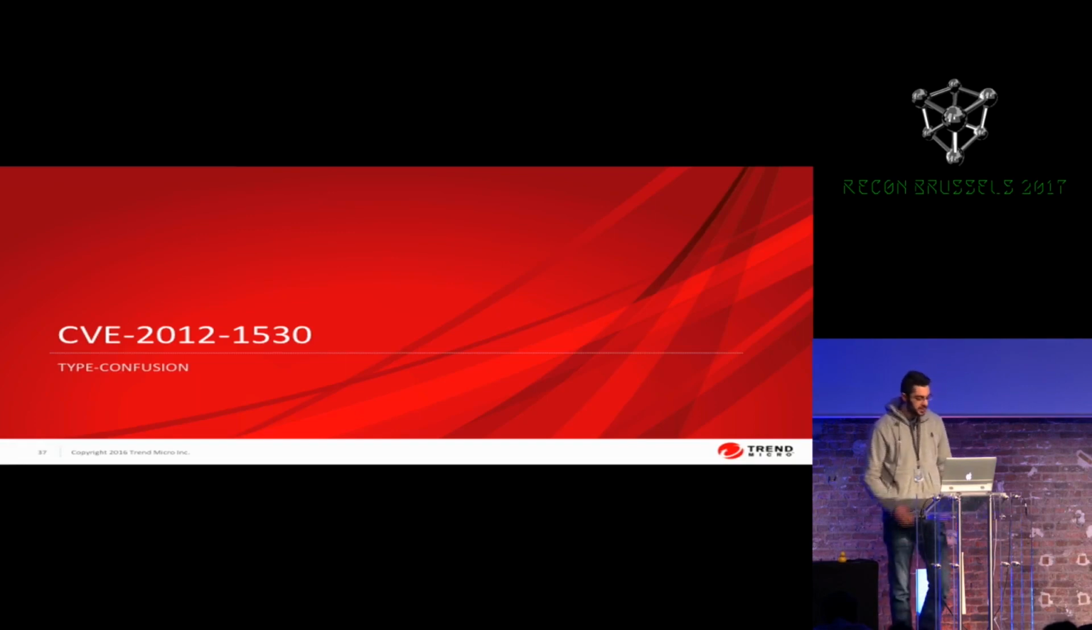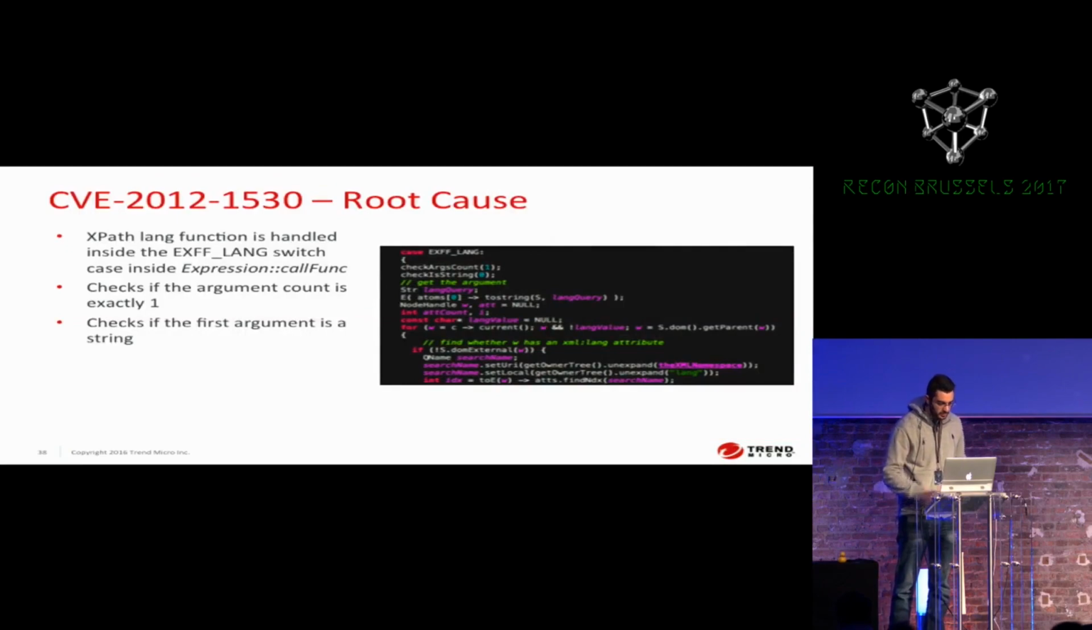All right, so the next bug that I'm going to be discussing is the second bug that was discovered by Nicholas back in 2012. Basically, this is a type confusion bug. He specifically describes it as a sexy type confusion, which is kind of cool. The root cause of this bug is in an XPath function called lang. The way lang works, first of all, it checks the number of arguments that's being passed to it. It checks the type of the argument.